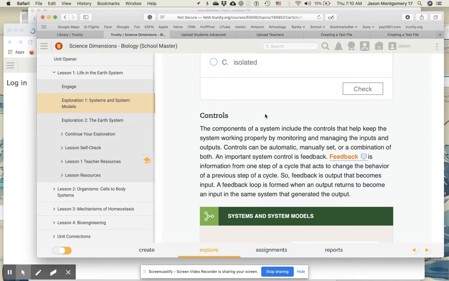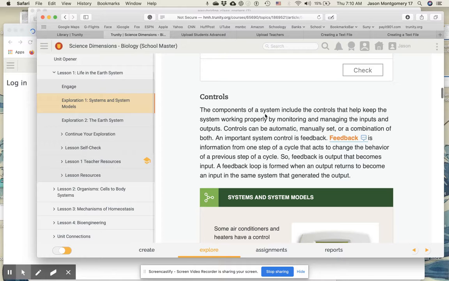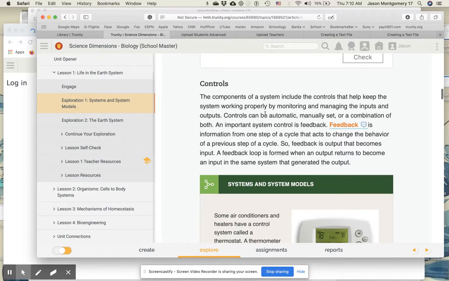Now, moving on to the next part here, you have a system of controls. All right. So controls are ways that these systems are regulated. Okay. Some controls operate on a concept called feedback. Okay. Now, feedback is information from one step of a cycle that acts to change the behavior of another cycle.